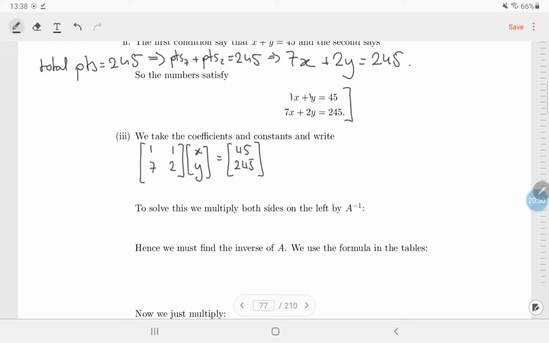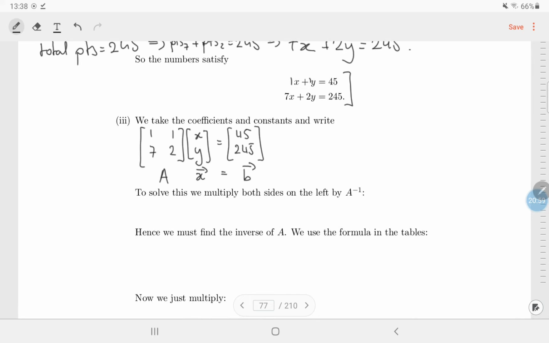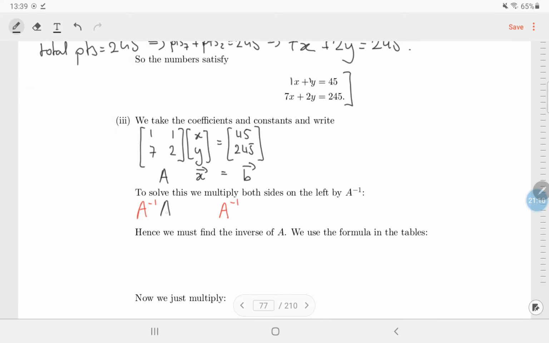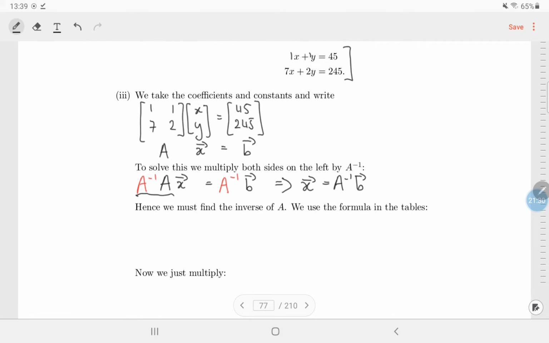And if I write this as Ax equal to b, and if I multiply both sides on the left by A inverse, so I get A inverse times Ax equal to A inverse times b. The A inverse on the left-hand side undoes the action of multiplying by A, so I just have x equal to A inverse times b. Okay, so all I have to do here really is find A inverse.